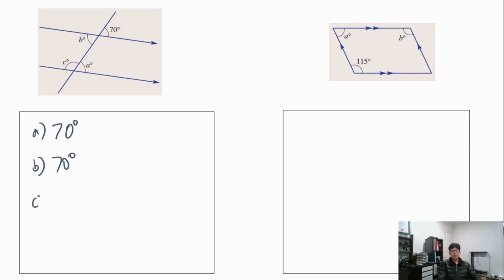And let's move on to angle C. Angle C is co-interior to B. They're on the same side of the transversal and inside the other two lines. That means they're going to equal 180. So C would equal 180 minus 70, which gives us 110 degrees. Give yourself a tick if you got that correct. Alright, now let's move on to the next question.